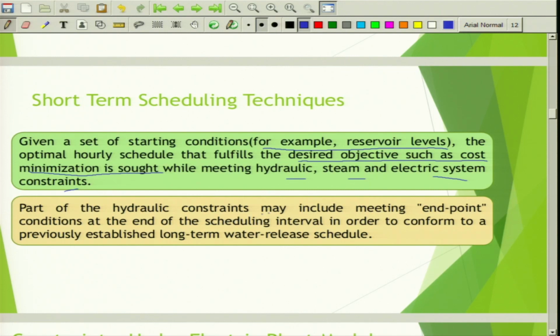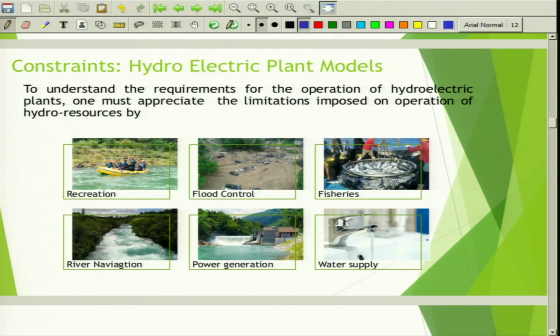Part of the hydraulic constraints may include meeting the endpoint conditions at the end of the scheduling interval in order to conform to a previously established long term water release schedule. These endpoint conditions have to be taken into picture. So let us say what are these constraints.